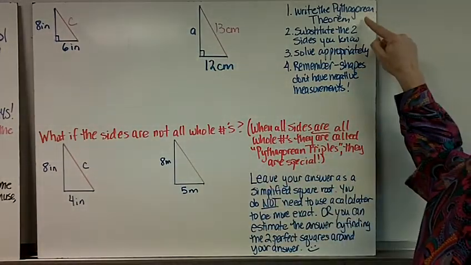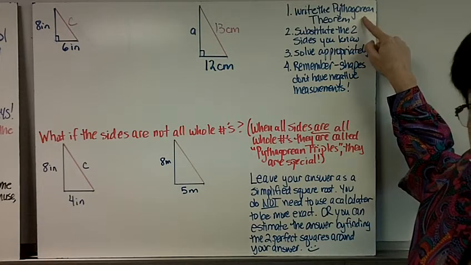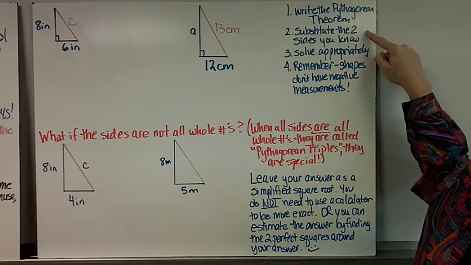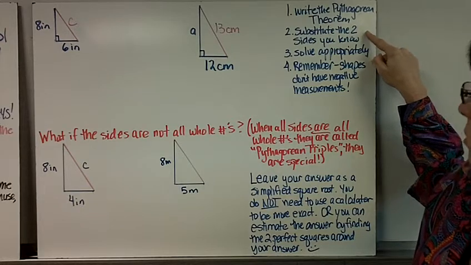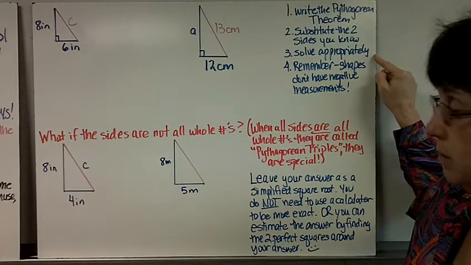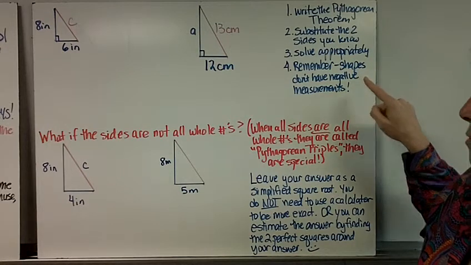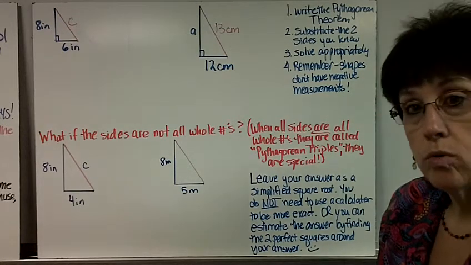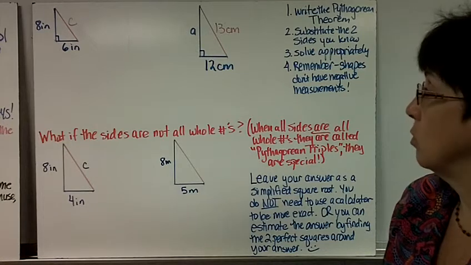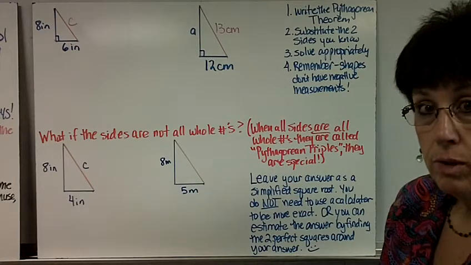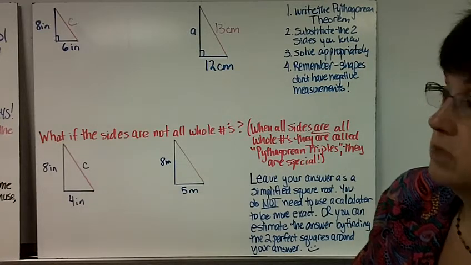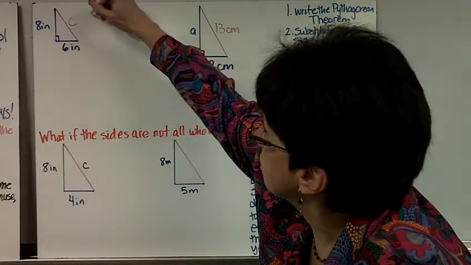So these are the steps we do. Write the Pythagorean Theorem every single time. Substitute the two sides you know. Solve appropriately. And remember, shapes don't have negative measurements. So since we're squaring, we could have two answers, but one of them is not going to be appropriate for this case. All right? So here we go.